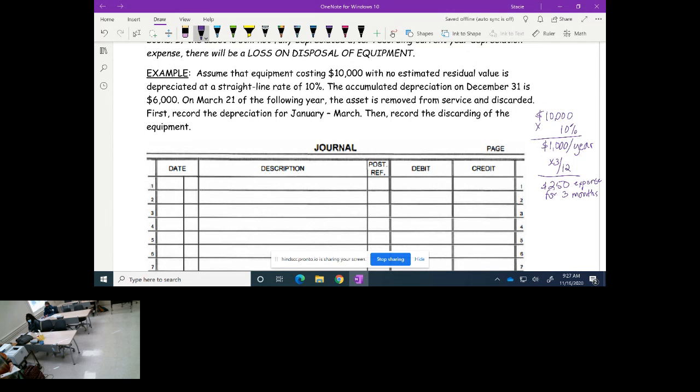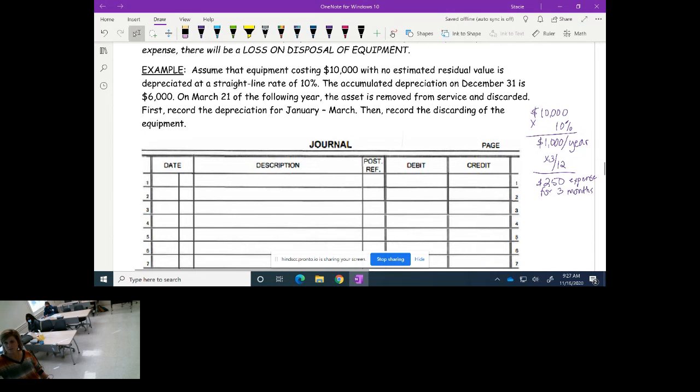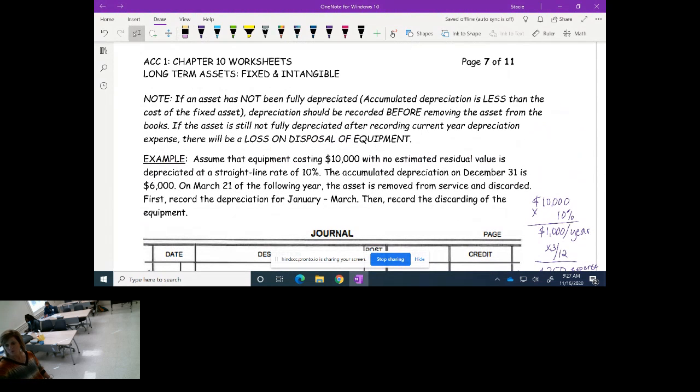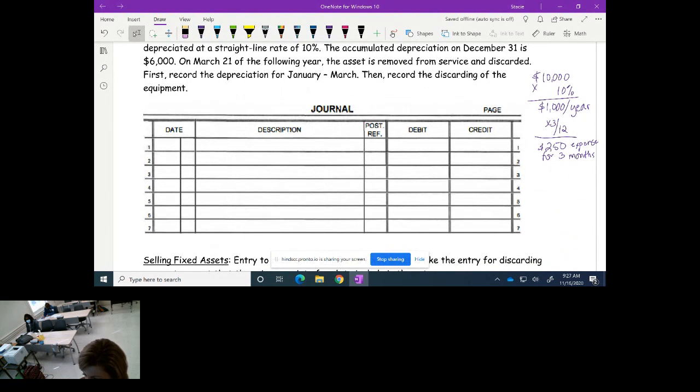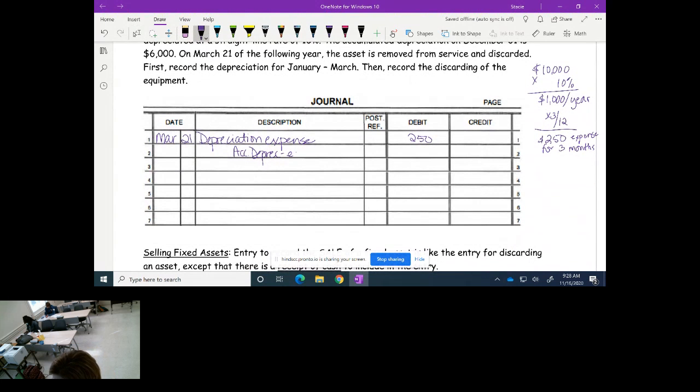Got it, 250? Okay, so the first thing we got to do is record our expense for 3 months. So we'll just say March 21st, depreciation expense is $250, and we'll credit accumulated depreciation for equipment, $250.